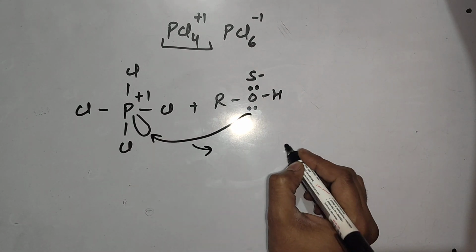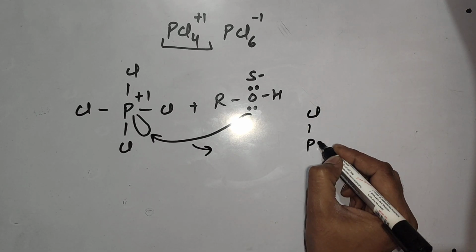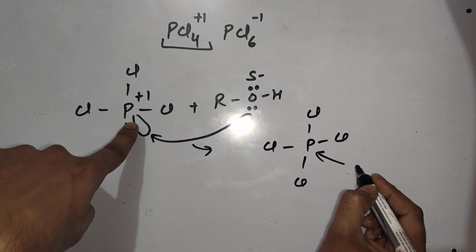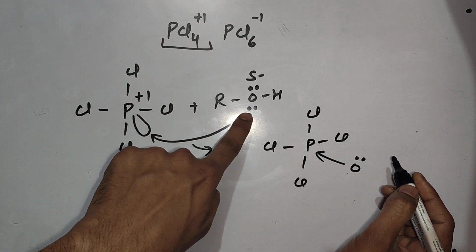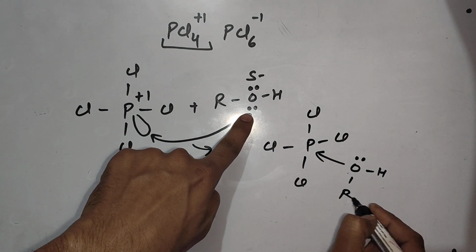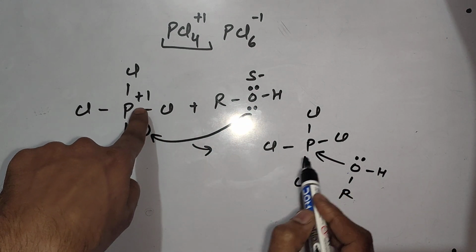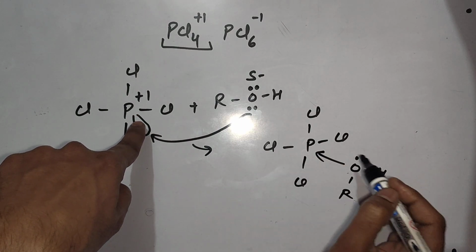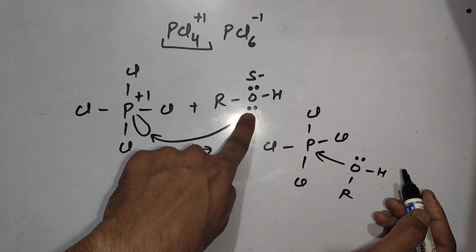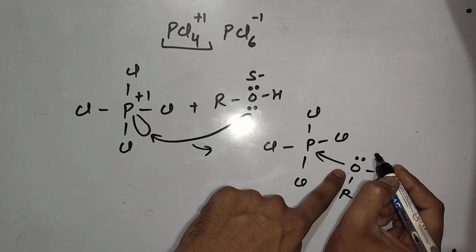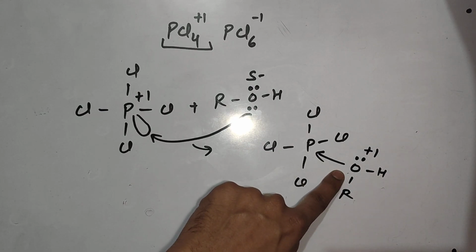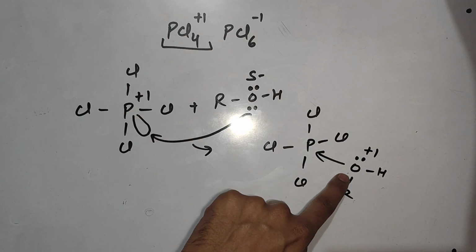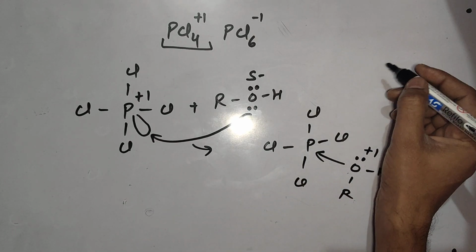Now, what will happen? This P is going to make a coordinate bond with oxygen, and oxygen is going to use its lone pair. So the positive charge of P will finish out, because oxygen is giving one of its electrons to this P for bond formation. So P becomes 0, but oxygen is giving its electron to P, so oxygen will have +1 charge on it. Now in this condition, you can watch the oxygen is highly unstable.